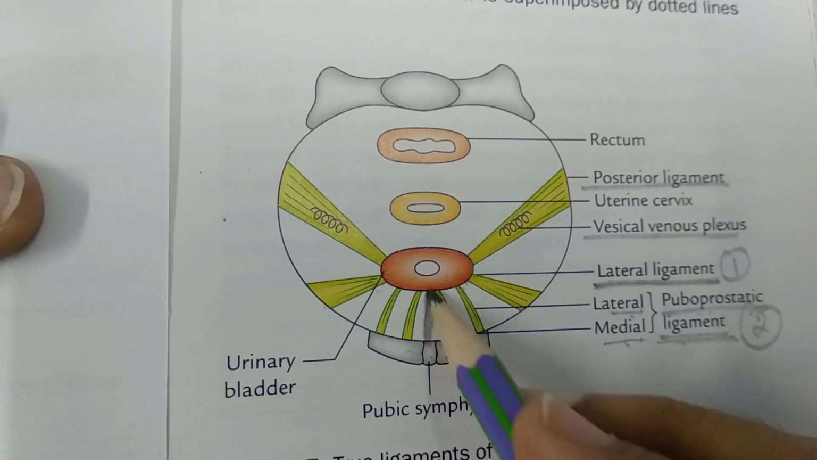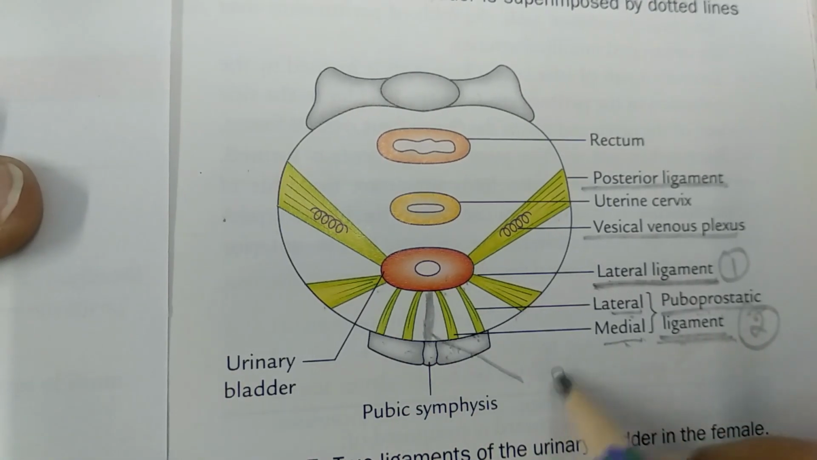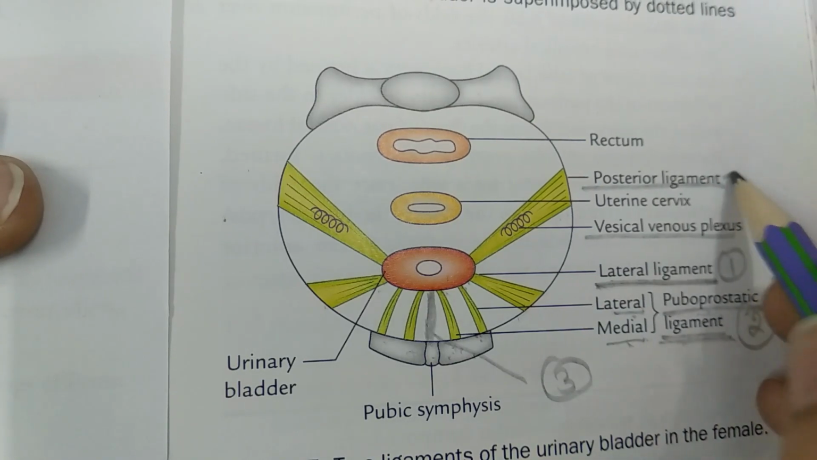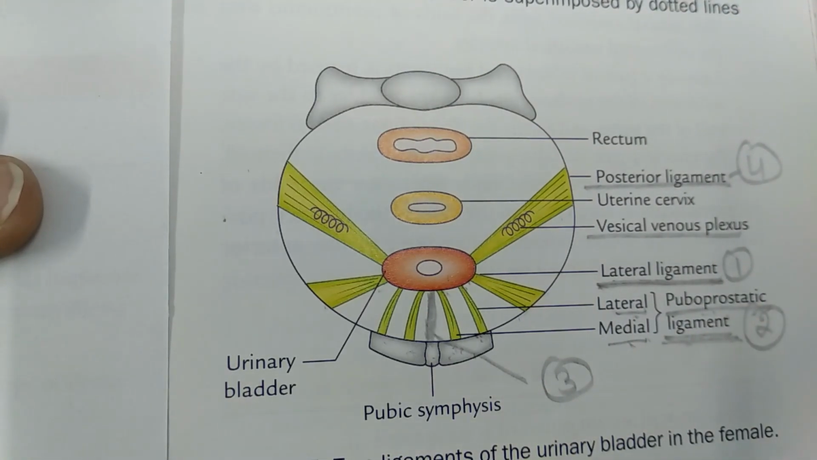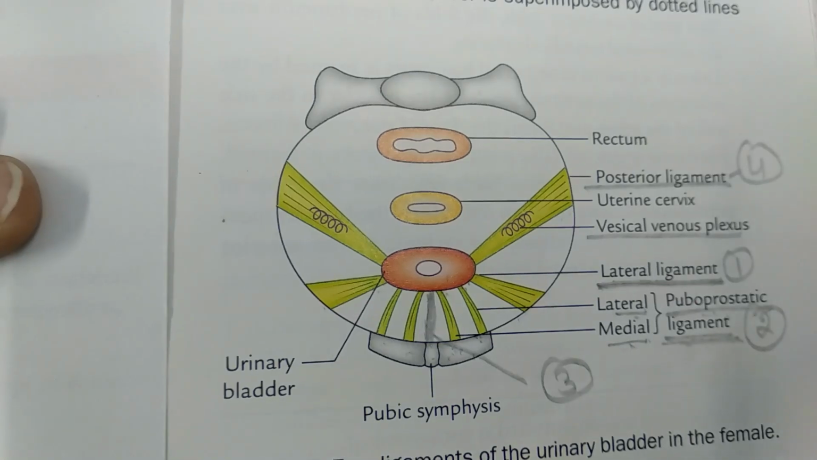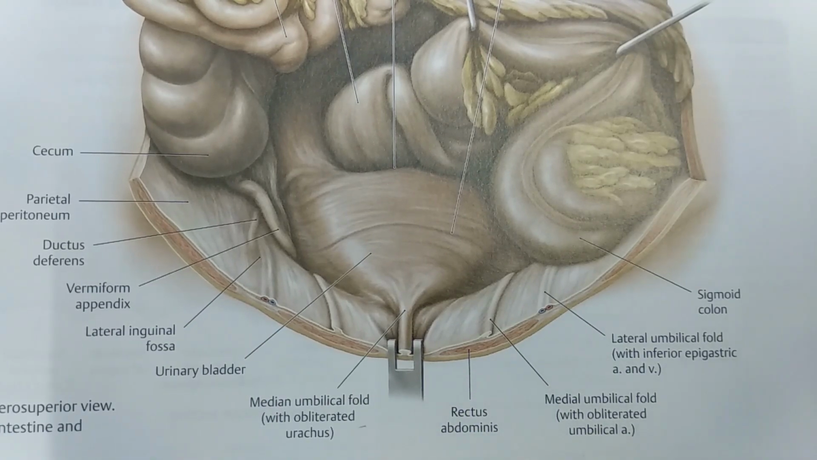Third is the median umbilical ligament, and the fourth is the posterior ligament of the bladder. Let's talk about the false ligaments. They are the peritoneal folds, and they are 7 in number.